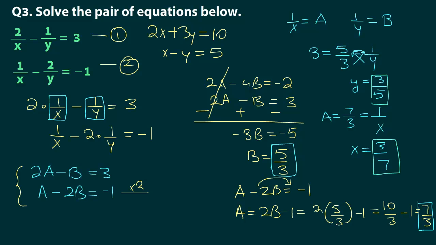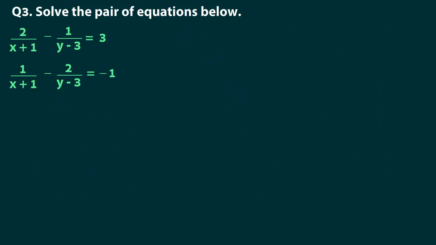Now let's take a look at one slight variation of exactly the same concept. What we will see here is that this is very similar to the last question, except the denominator does not have only the variable. It has x plus 1, and instead of y we have y minus 3. So how are we going to solve something like this? It will be exactly the same approach.